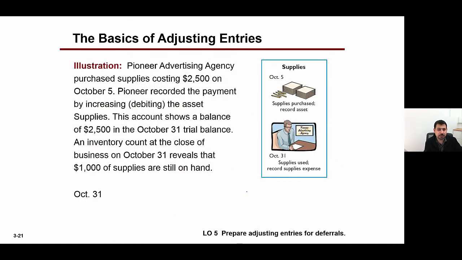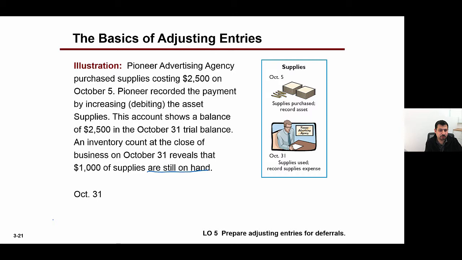So let's look at this example. Pioneer Advertising Agency purchased supplies costing $2,500 on October 5th. Pioneer recorded the payment by debiting the asset supplies. This account shows a balance of $2,500 in the October 31st trial balance. An inventory count at the close of business on October 31st reveals that $1,000 of supplies are still on hand. Whenever you see this expression, are still on hand, it means this is what you are left with.